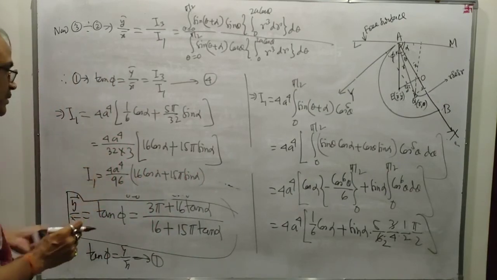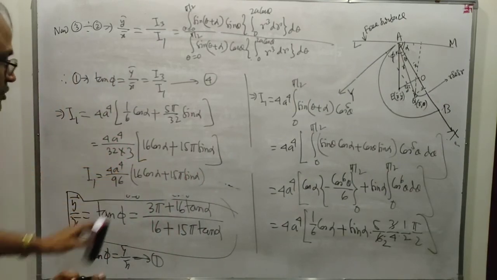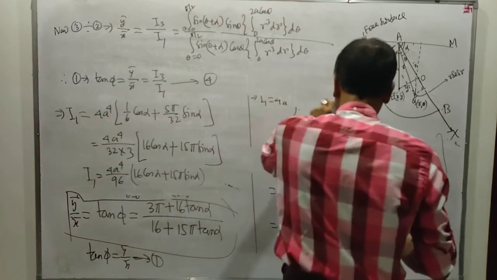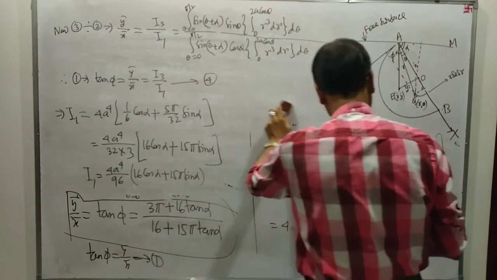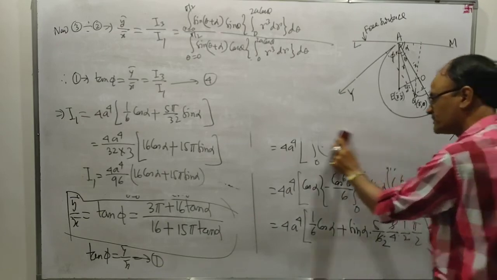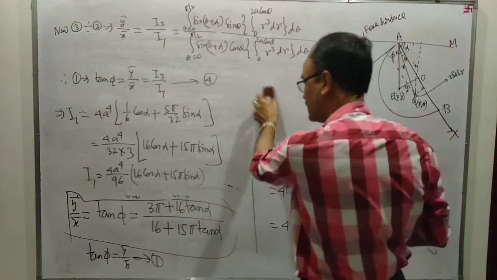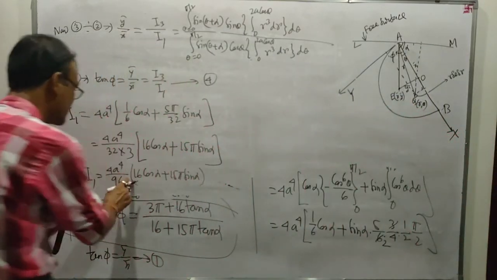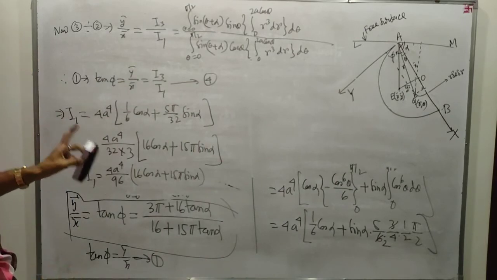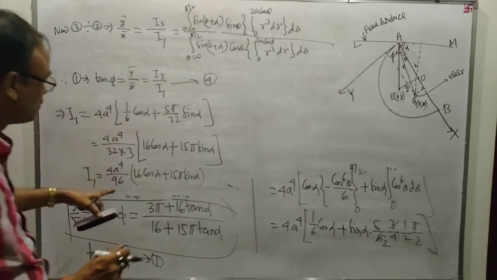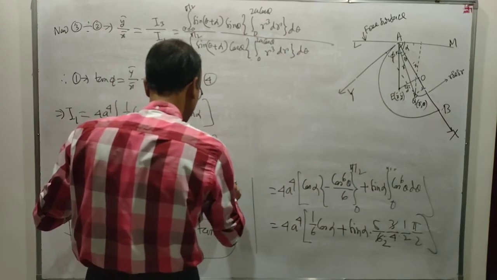We have found I1 equal to this. Now I3. Next we have to find I3. We have calculated I1 equal to this. Suppose it is 5.